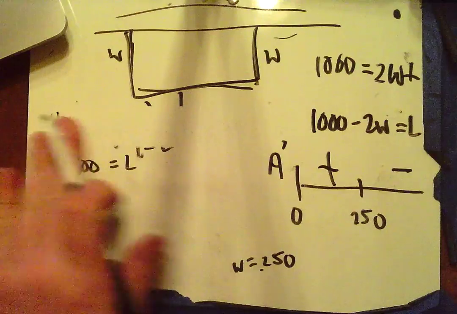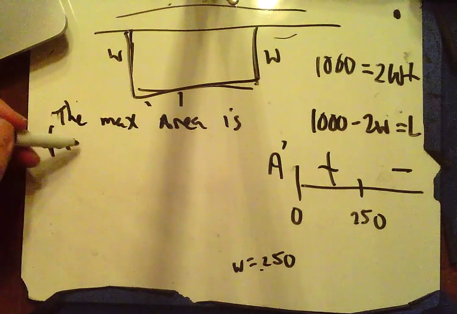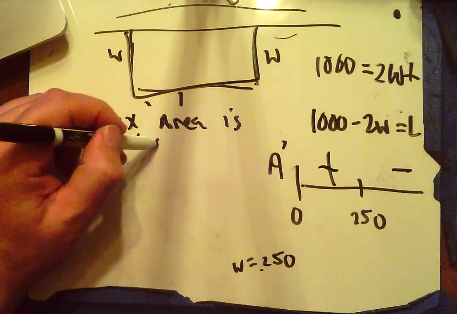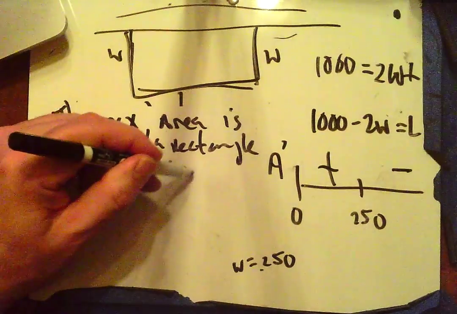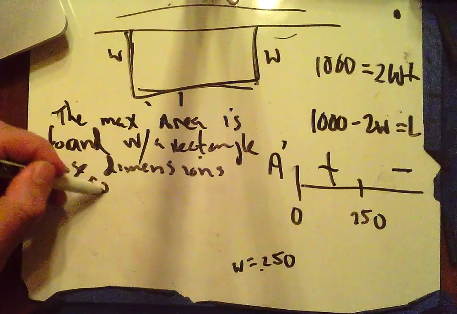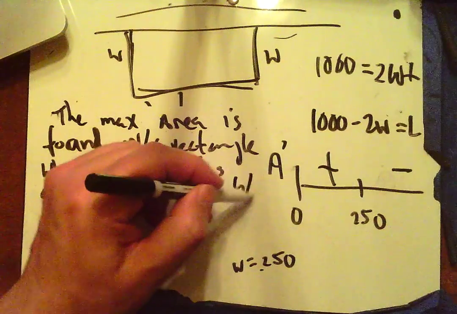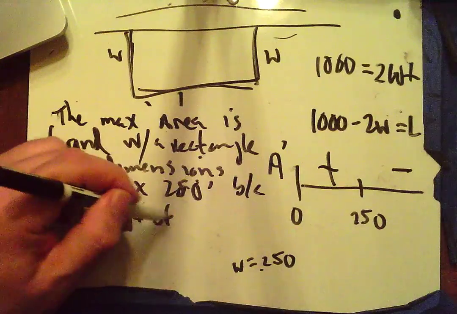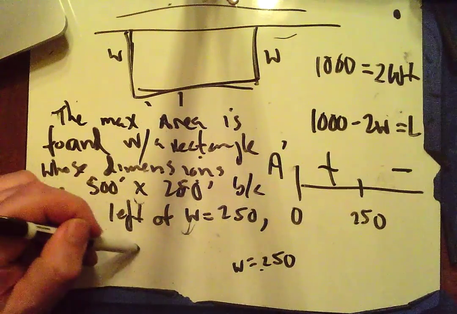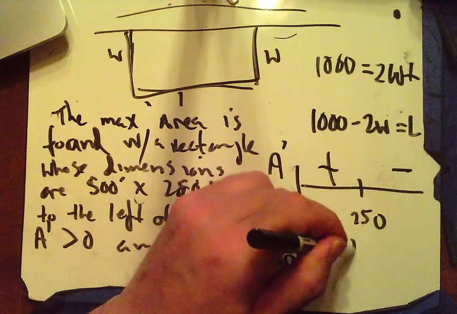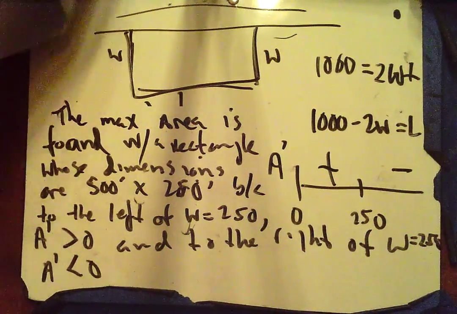So I'm going to write some sort of justification sentence now that says the max area is found with a rectangle whose dimensions are 500 by 250, because to the left of W equals 250, A prime is greater than 0, and to the right of W equals 250, A prime is less than 0. Okie doke. All right, let's take a look at number 6.